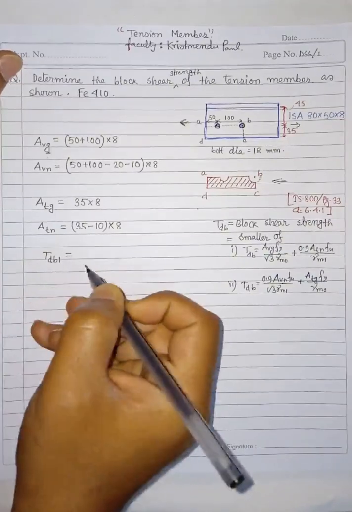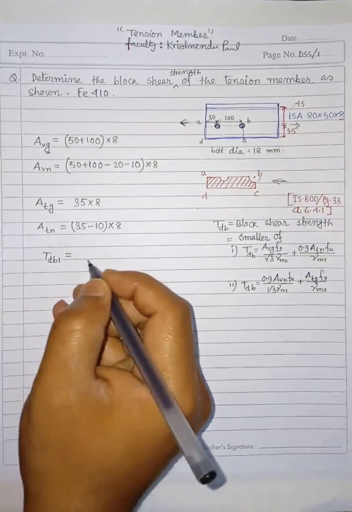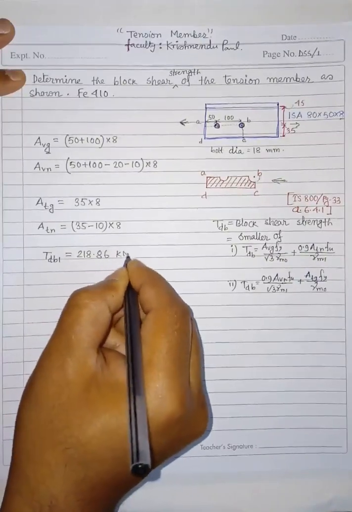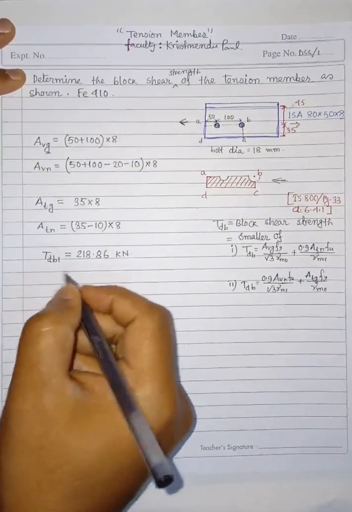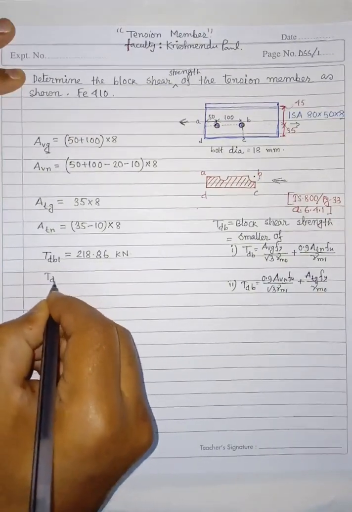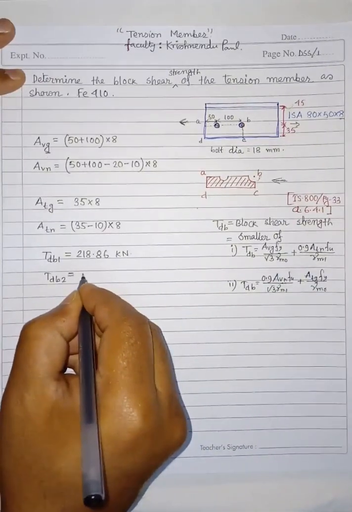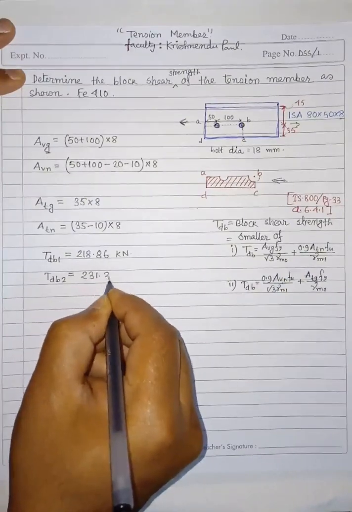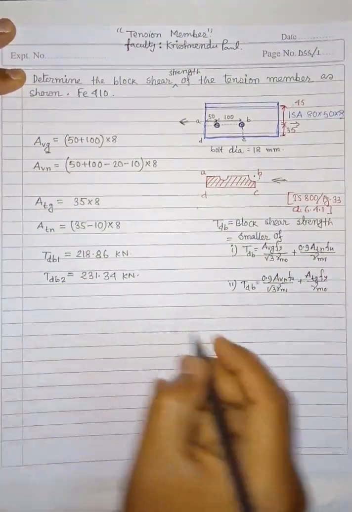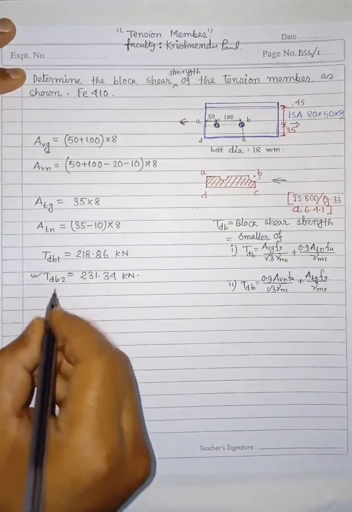Tdb1 you will get, I will not show you the total calculation, so I'll just write the answer. It should be 218.86 kilonewton, and Tdb2, that means this one, it should be 231.34 kilonewton. Okay, let me show you one value. So this Tdb2.